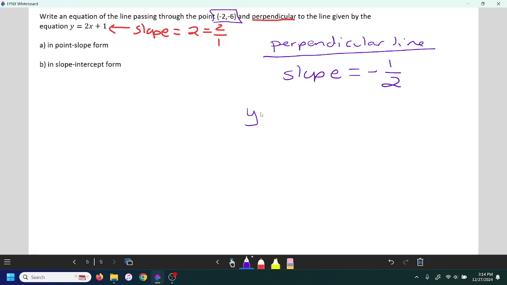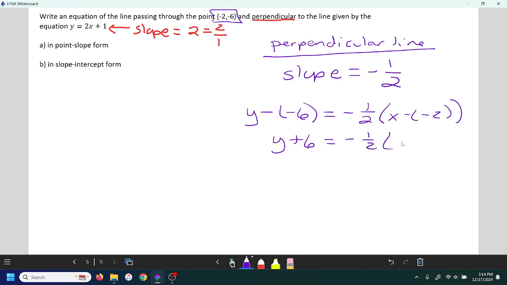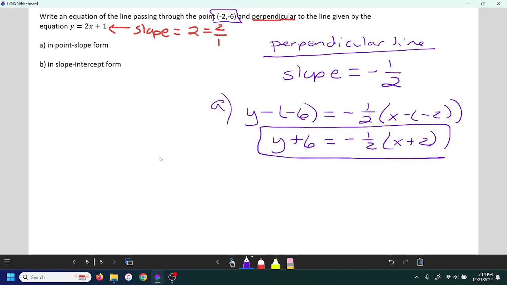So using our point slope form, we'd have y minus -6 equals -1/2 times x minus -2. Which we can write as y plus 6 equals negative 1/2 times x plus 2. So that's what we wanted for part A. And then part B, we just want the slope-intercept form of this same line, so it's just a matter of rewriting it as y equals mx plus b.